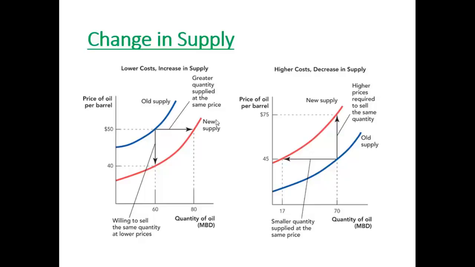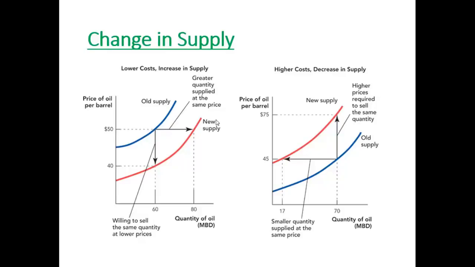If we turn to the graph on the right-hand side, now we're taking into consideration a situation where the marginal cost of production has increased. So we have the old supply curve, which is the blue line. We're going to show how when you have higher marginal costs, the supply curve shifts up or to the left, and that's what's known as a decrease in supply.